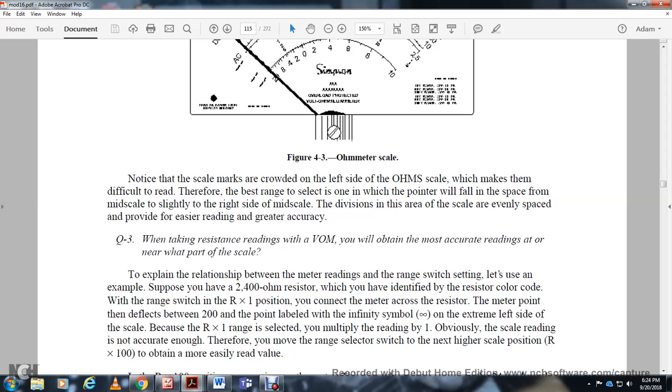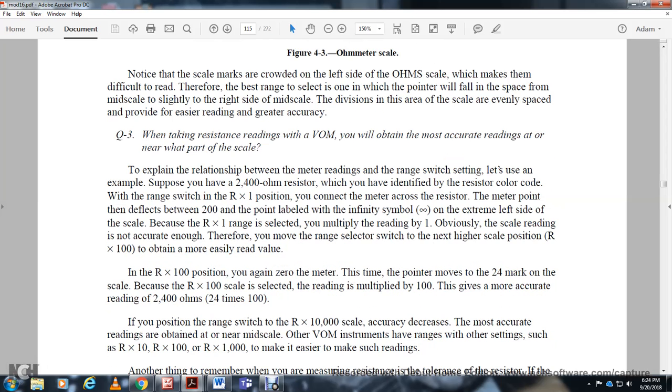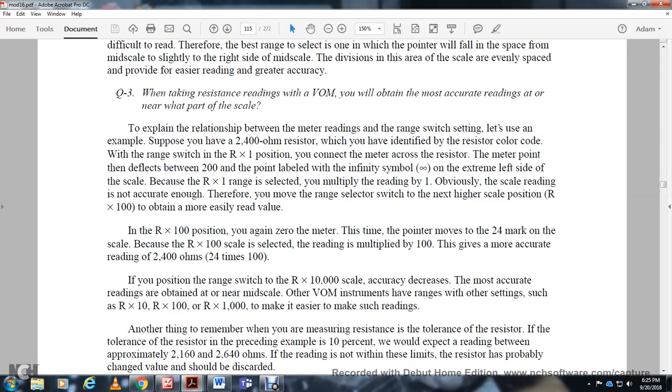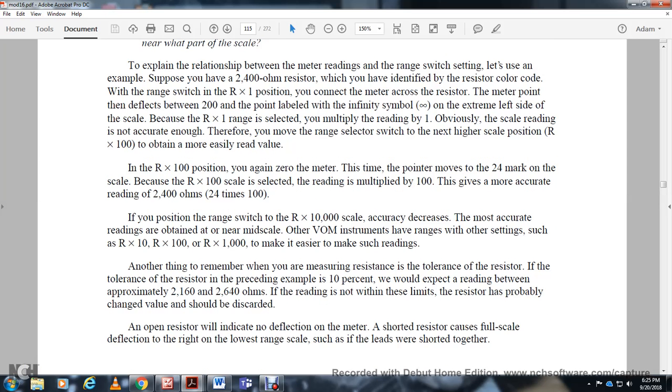Therefore, you move the range switch to the next higher position, R times 100, to obtain a more easily readable value. In the R times 100 position, you zero the meter again. This time the pointer moves to the 24 mark on the scale. Because of the R times 100 scale, the reading is multiplied by 100. That gives you a more accurate reading of 2400 ohms, 24 times 100. If you position the range switch to the R times 10,000 scale, it gives a less accurate reading. With the volt-ohm-milliammeter instrument, other range settings such as R times 10 and R times 100 make for much easier reading.